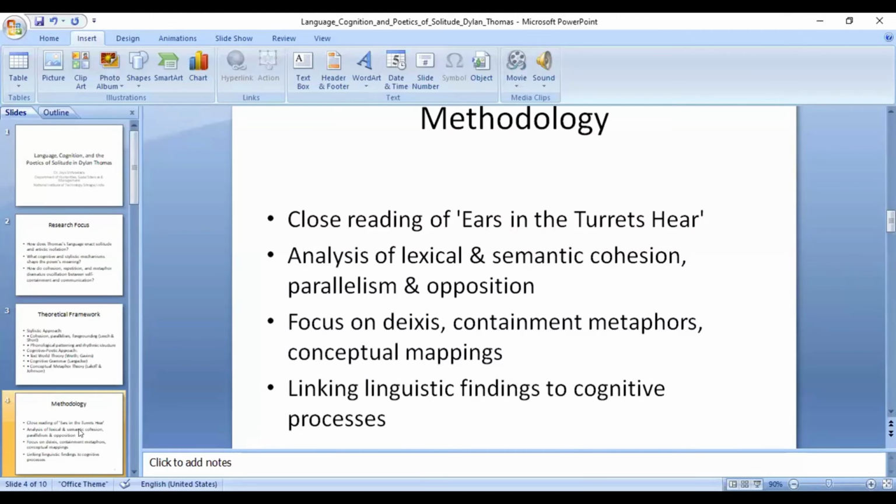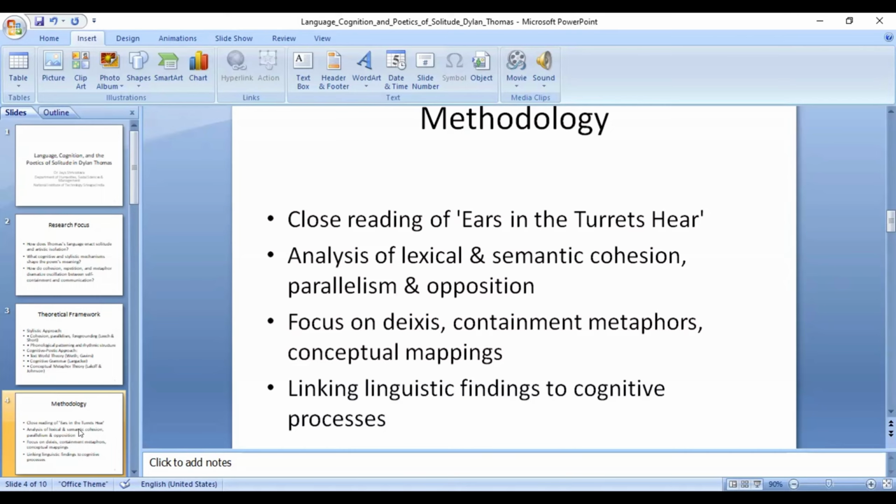From a stylistic perspective, the study attends to lexical cohesion, semantic parallelism, phonological patterning, and foregrounding. These features reveal how formal repetition and variation contribute to the rhythmic texture and thematic continuity of the poem. Drawing on Halliday and Hasan's concept of cohesion and Leech and Short's stylistic categories, the analysis identifies how patterns of recurrence, such as "ears in the turrets hear" and "hands grumble on the door," generate a self-referential rhythm that mirrors the poet's recursive contemplation.